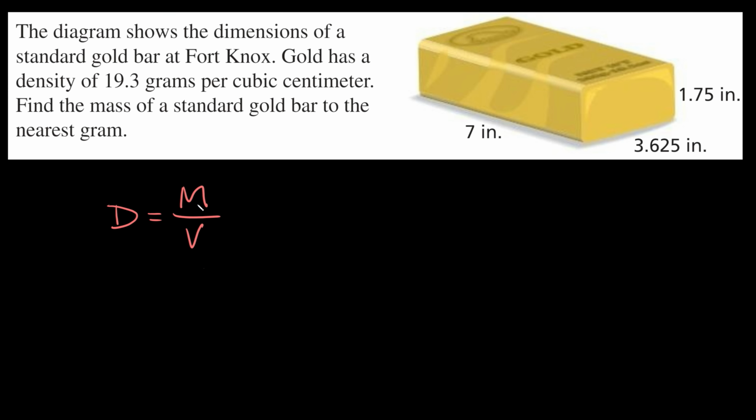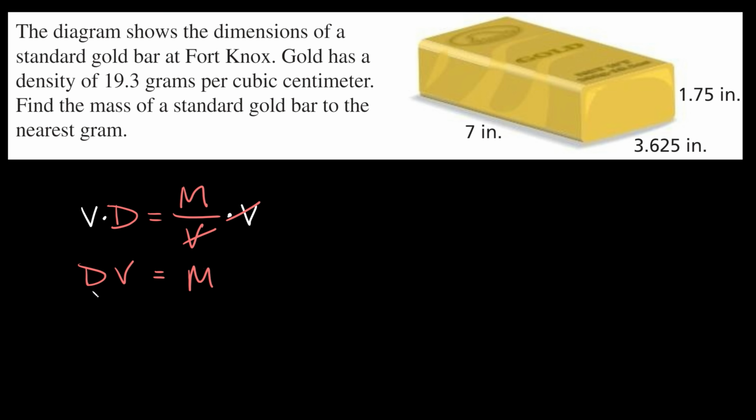If we want to isolate M, the mass, we can get rid of this V in the denominator by multiplying both sides by V. So I'll multiply this side by V and multiply this side by V. All right, then on this side, the V's cancel out and we're simply left with the mass is equal to the density times the volume, D times V.